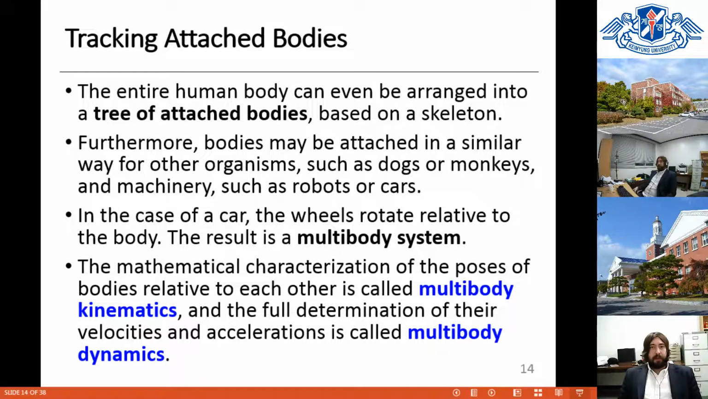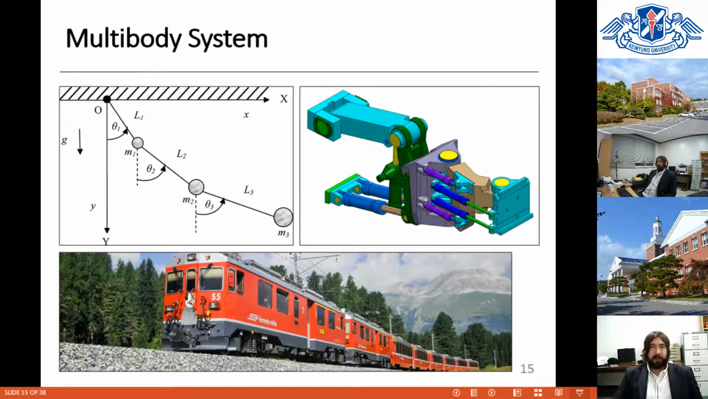So all these things can be called a multi-body system, as I have emphasized here. The mathematical characterization of the poses of the bodies relative to each other is called multi-body kinematics, and the full determination of their velocities and accelerations is called multi-body dynamics. These are the areas of physics which study the mentioned things related to multi-body systems.